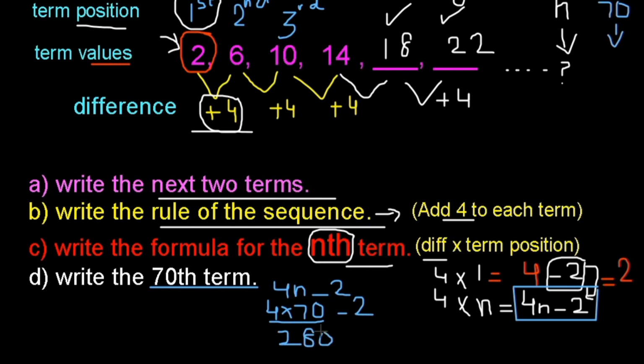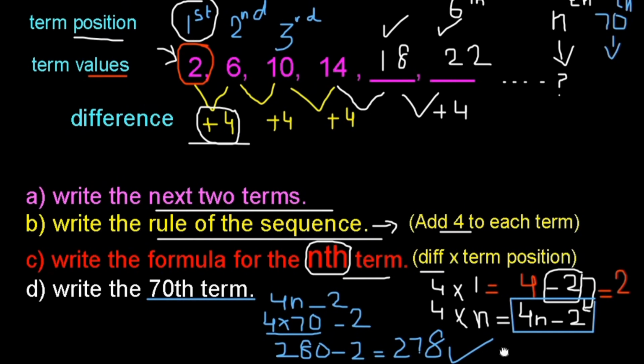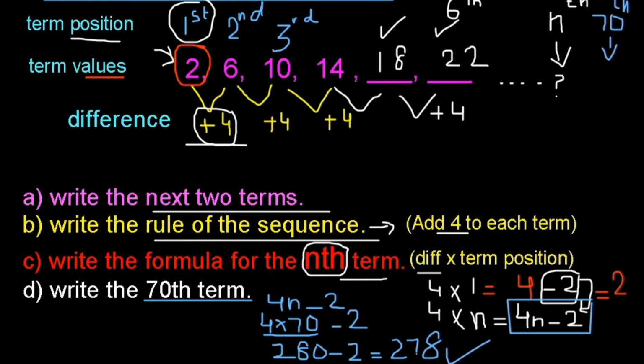280 minus 2 is equal to 278. All right. So this is how I can find any term in the sequence. The term value that I have got now, 278, I'm going to put it there in the sequence in the 70th term. Hope you understand.